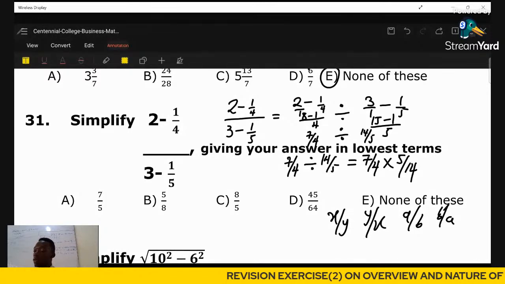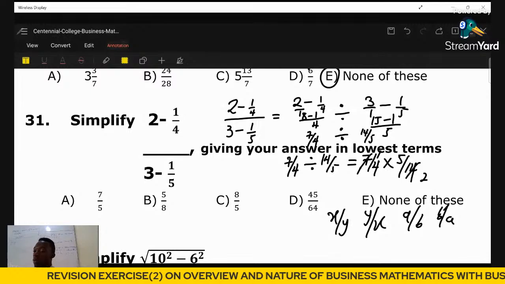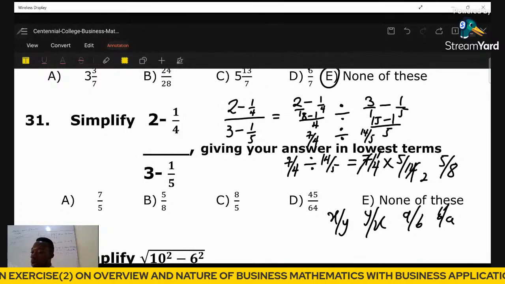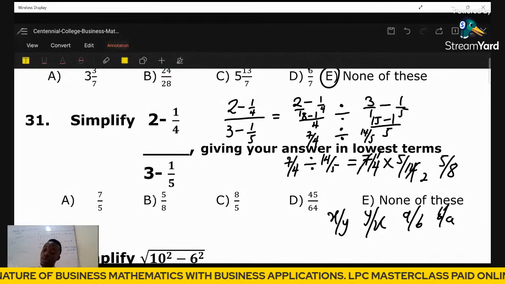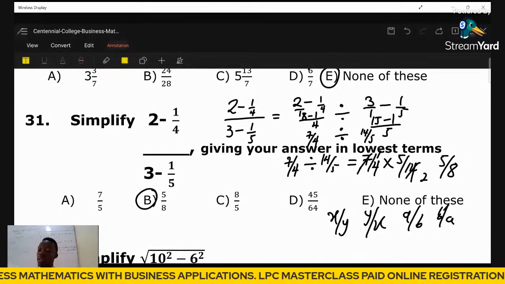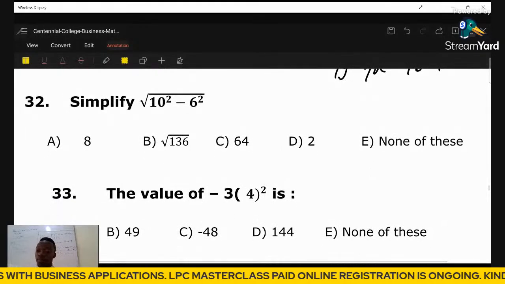So in that line, 7 goes into itself 1, 7 goes into 14 two times, right? So we are getting 5 out of 8. So 1 will multiply 5 and 4 will multiply 2, and we are getting 5 out of 8. And that should be option B. That should be option B. So let's take note of that.